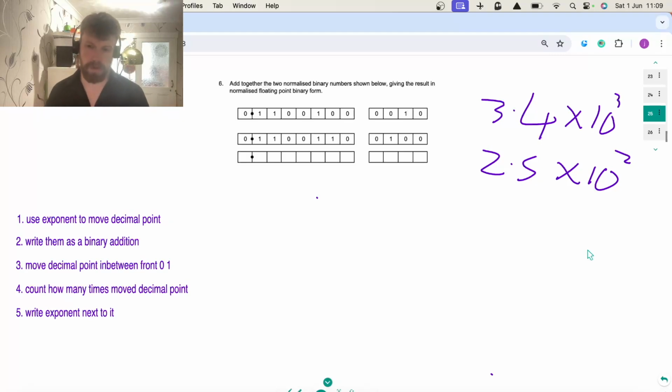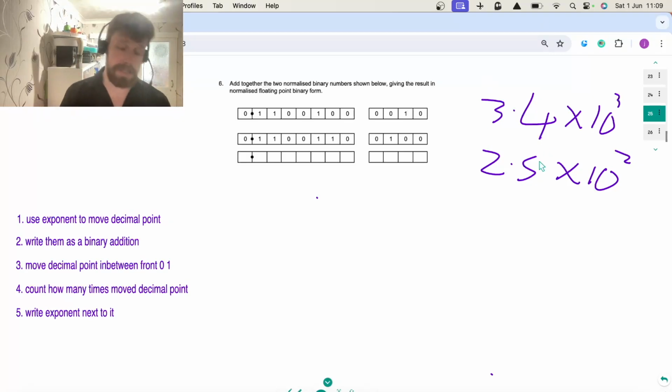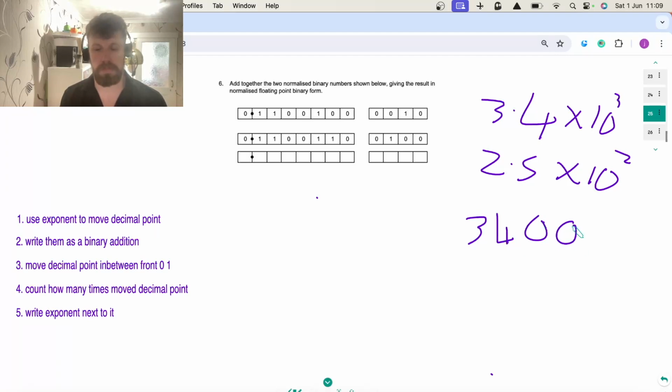So I'll talk about the fundamentals of this. Let's say that we had two numbers in standard form in maths. You couldn't just immediately add those together. You'd have to normalize them, work them out like so. And then once we have done that, then we can add them together.